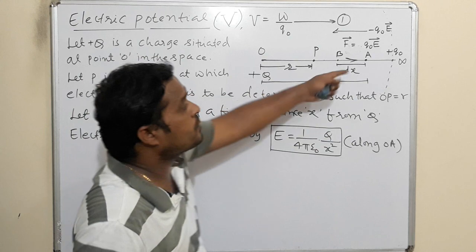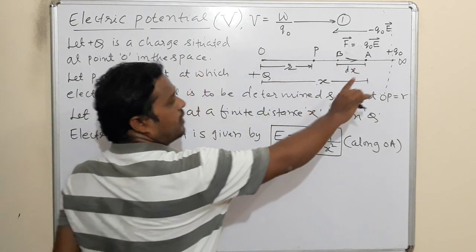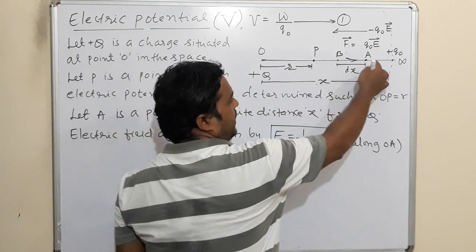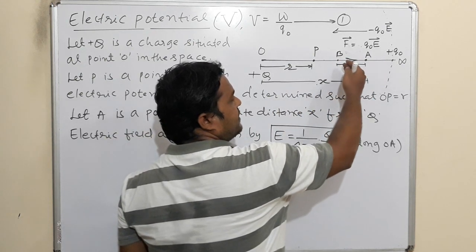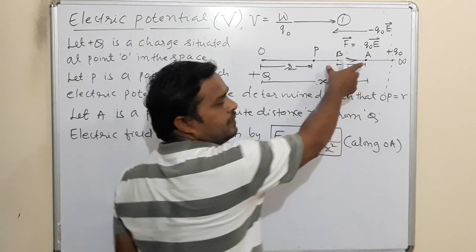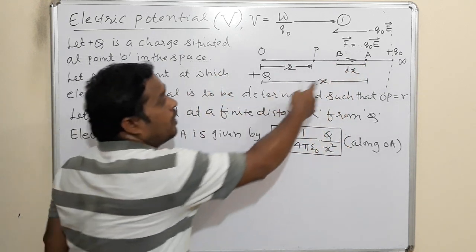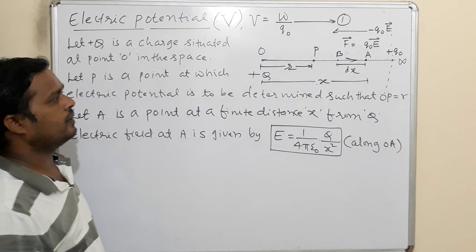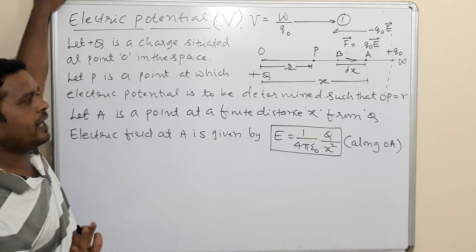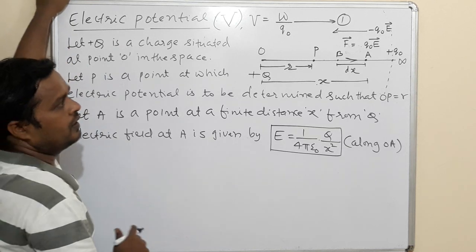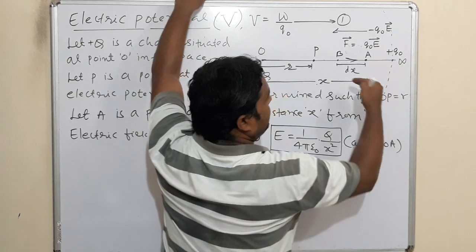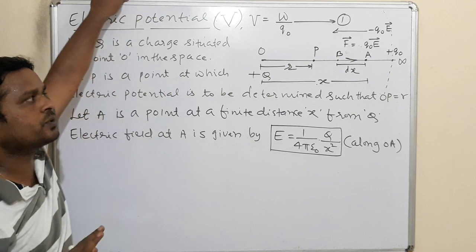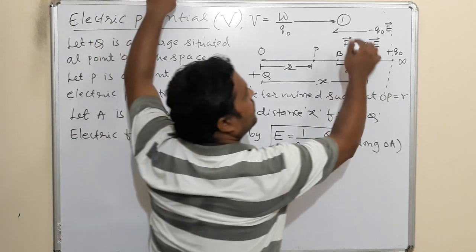Why am I calculating that small amount of work done? Because I want to calculate the work done within the limits of infinity and r distance. I will move it for a finite displacement dx and get a small amount of work done. Then I will integrate that small amount of work done between these limits to get the total work done. For this purpose, what is my applied force? I am doing work against the force Q naught into E.